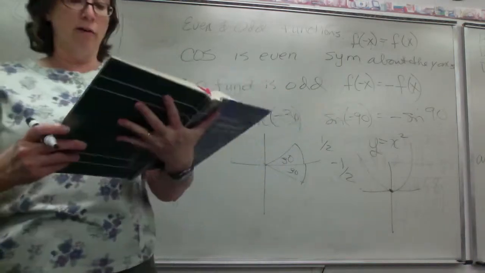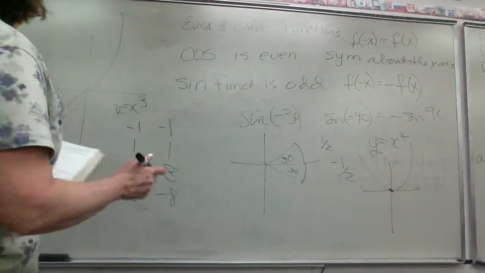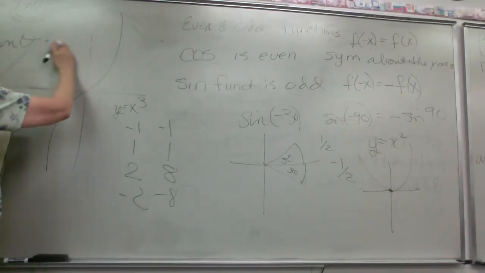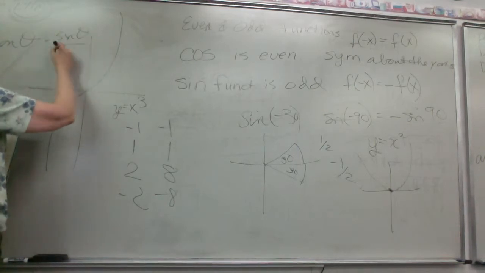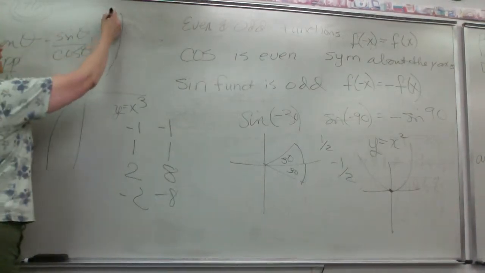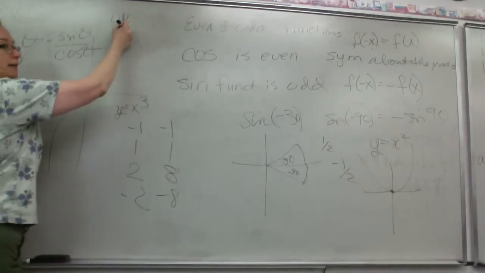Now look over here. What about the tangent? The tangent of theta is made up of the sine of theta over the cosine of theta. Where did I come up with that? Tangent is opposite over adjacent. What's the sine? Opposite over hypotenuse.